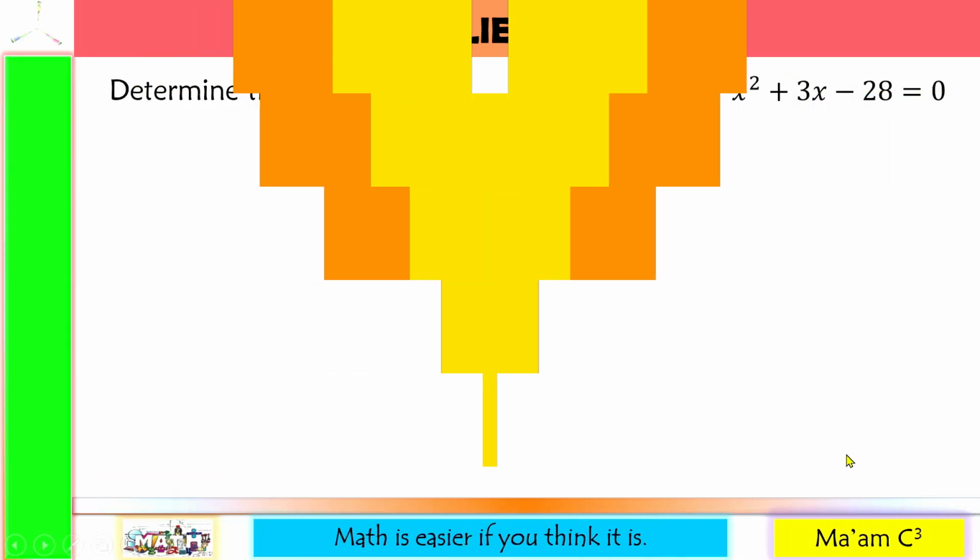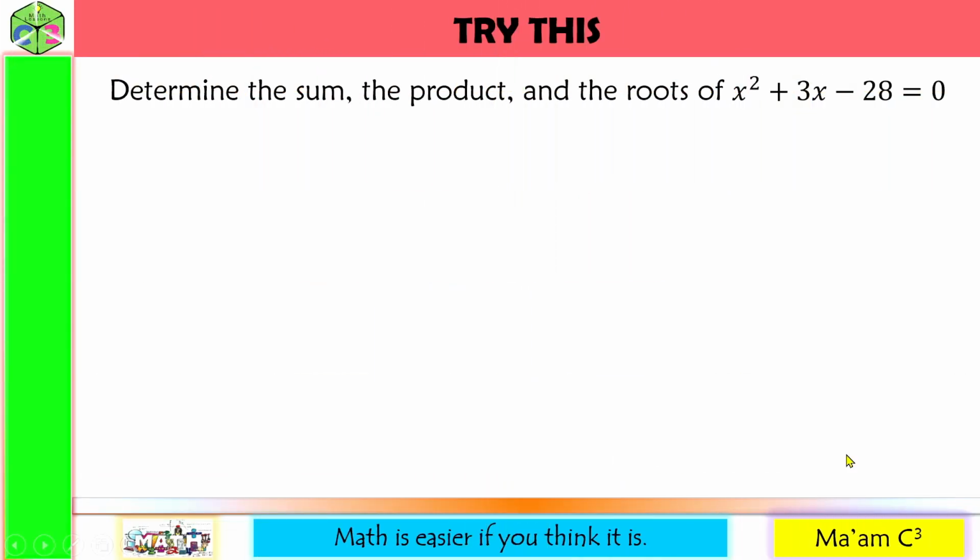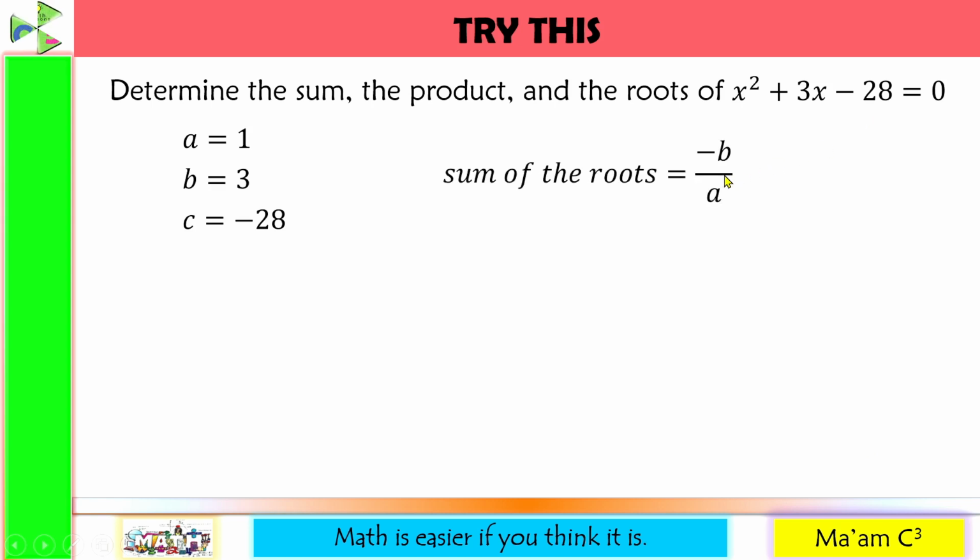Now, try this. Determine the sum, the product, and the roots of x squared plus 3x minus 28 is equal to 0. First, let us determine the values of a, b, and c. A is 1, b is 3, and c is negative 28. The formula again for the sum of roots is negative b over a. So that will be equal to the negative of 3 divided by a, which is 1. So the sum of the roots is negative 3.